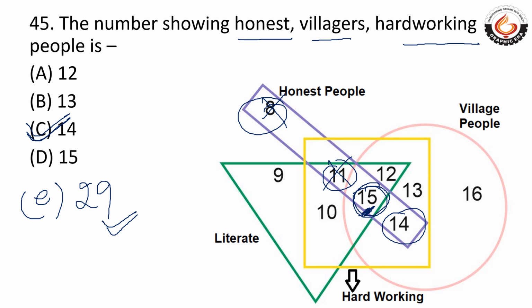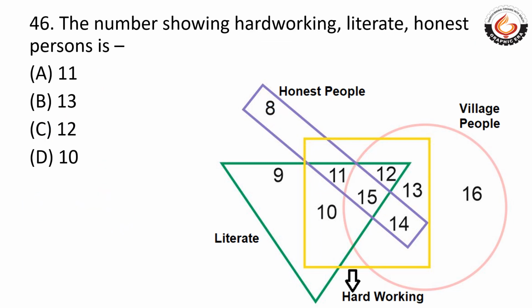But if an option 29 would have been there, then we could have said that combining 15 and 14, 29 is there. But from the given four options, this 14 is correct. Next one. The number showing hardworking, literate, honest persons is.